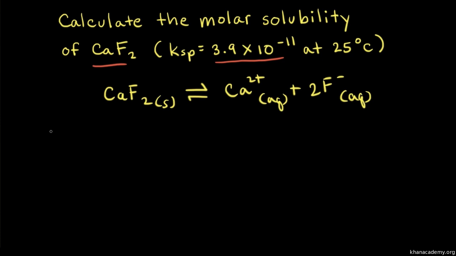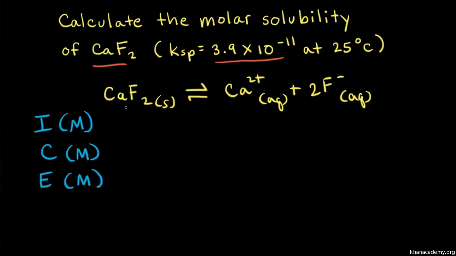The next step is to set up an ICE table where I stands for initial concentration, C stands for the change in concentration, and E stands for equilibrium concentration. Before any of the solid calcium fluoride dissolves, the initial concentrations of calcium 2 plus ions and fluoride anions in solution is 0. So we can go ahead and put a 0 in here for the initial concentration of the ions in solution. Some of the calcium fluoride will dissolve and we don't know how much.